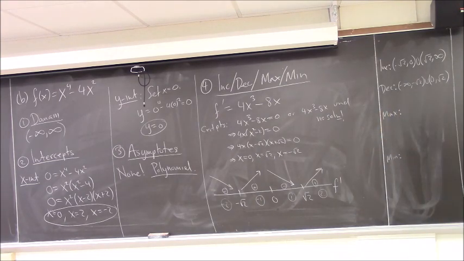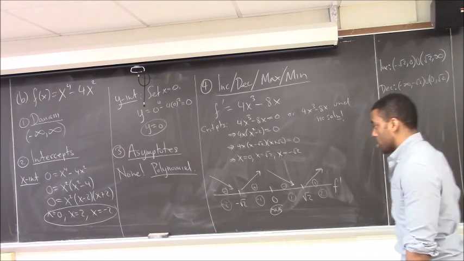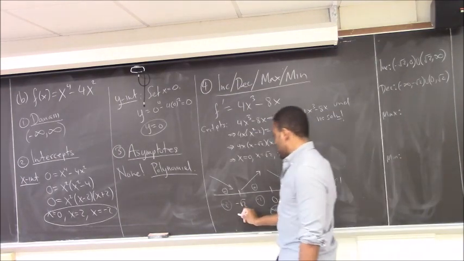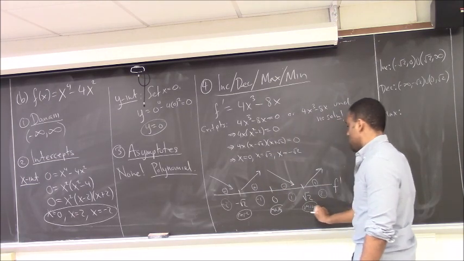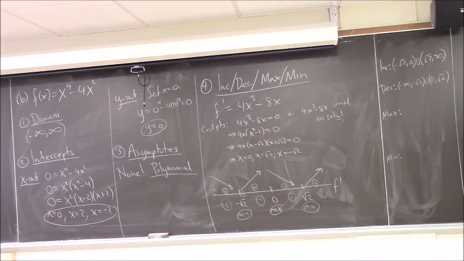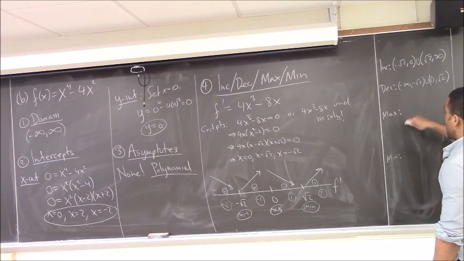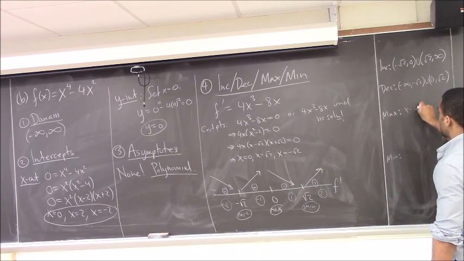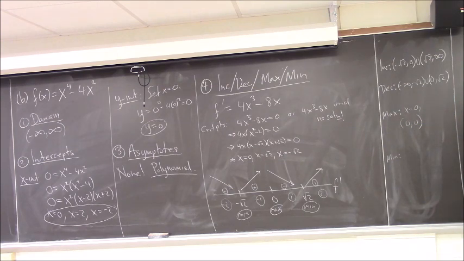Can you see where we have a maximum? At 0. 0 is going to be a maximum, right? And it's defined at 0 because the domain is all real numbers. Minimums will be here and here. So we have 2 minimums and 1 maximum. So here our maximum happens at 0, and we know that our y value is also 0. So 0, 0 is going to be a maximum point.